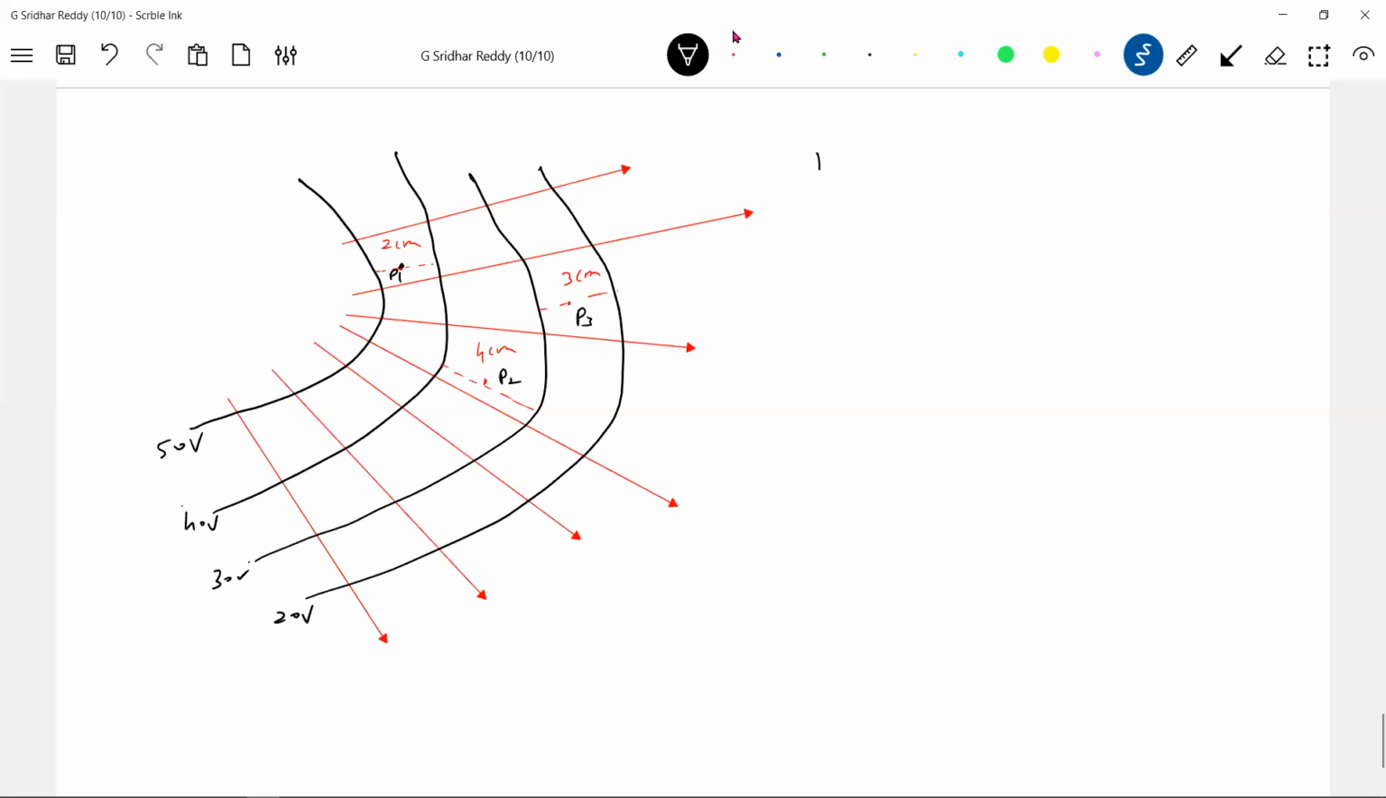So we know what the electric field is. E1 should be equal to delta V by delta X. What is the potential difference delta V? 50 minus 40, divided by the separation, 2 centimeter. So how much will it be? 10 by 2, 5, 0.05 volt per meter. Is it okay? Because it is in centimeter, no?